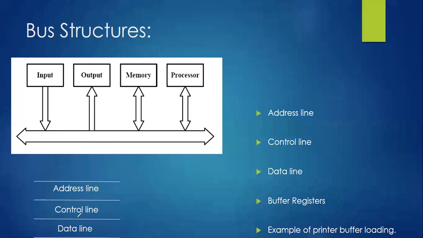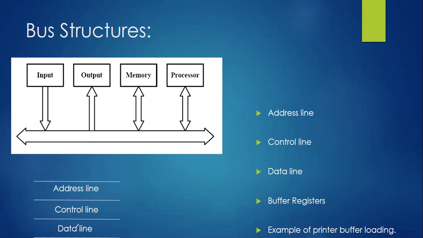Then, what is the use of this data line? Whatever data we want to upload for a bus, or sometimes the data the processor wants to communicate with any other functional units, will be uploaded in this particular data line. I hope you don't have any doubt regarding these three lines.